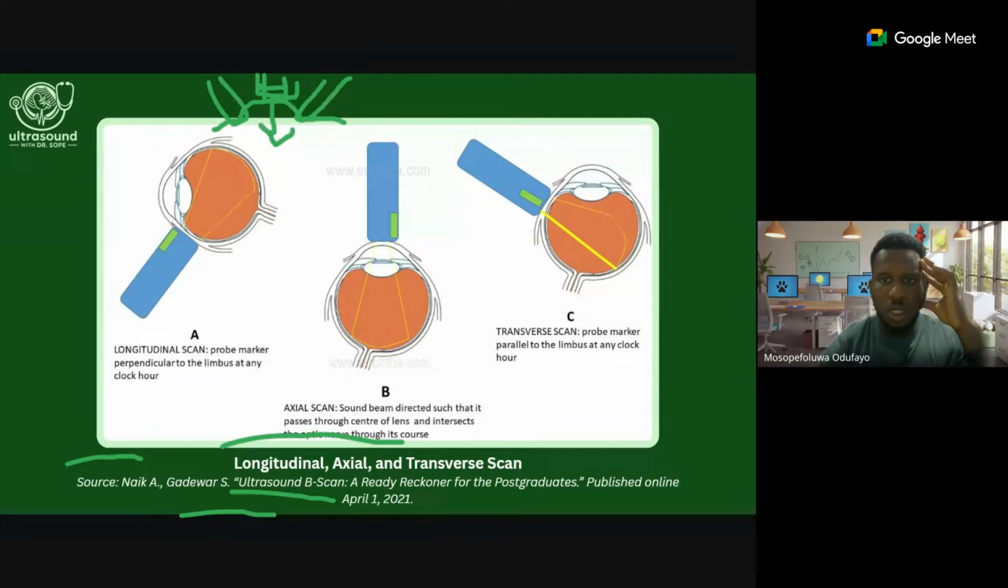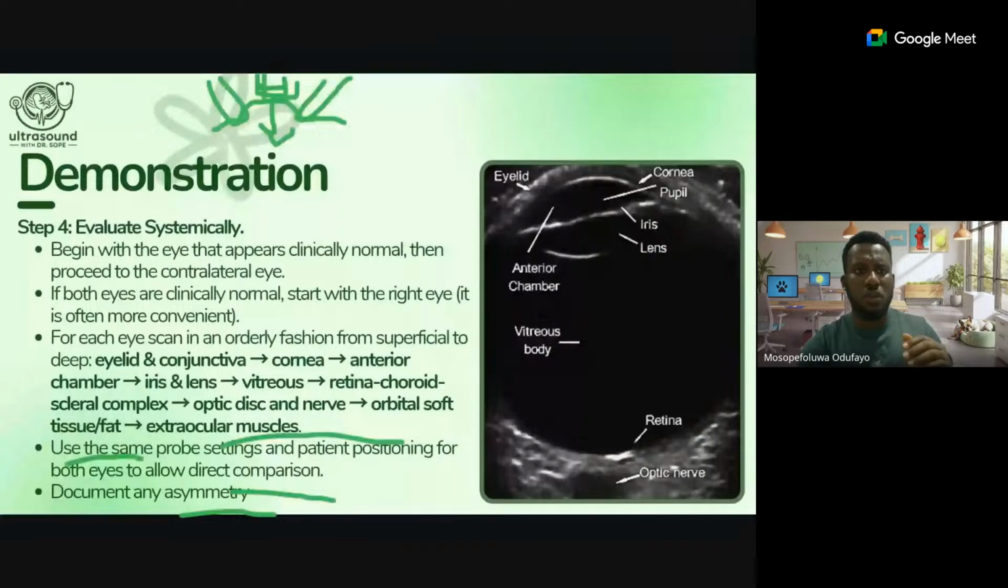So now, having talked about how to place your probe, how do you evaluate? What are you looking for? The key is this: evaluate systematically. And what I advise that you do is do it from superficial to deep. It helps you not to miss a thing.